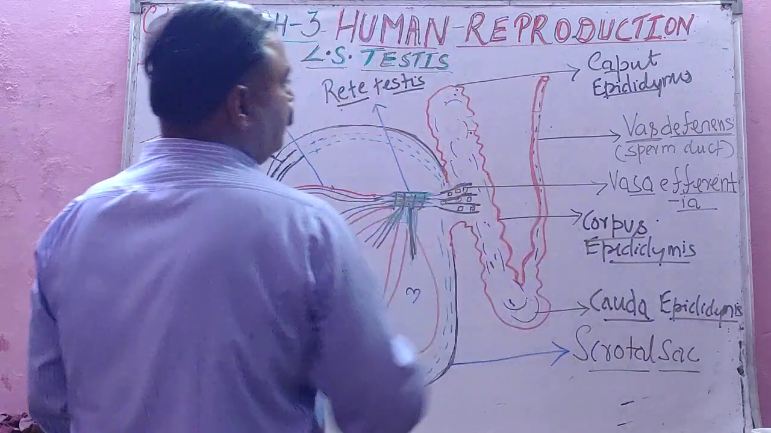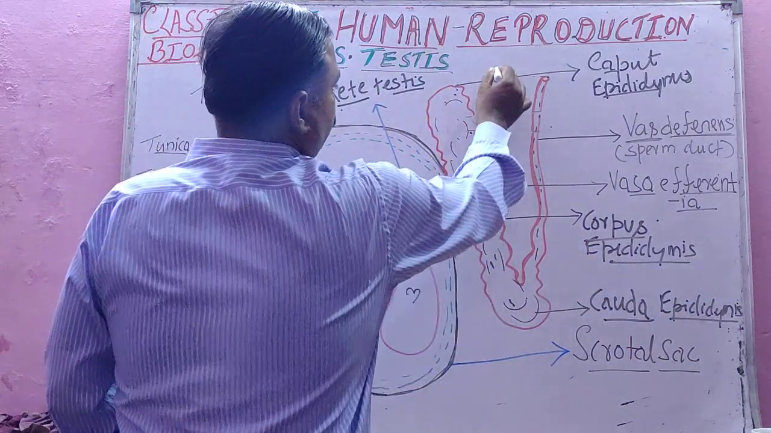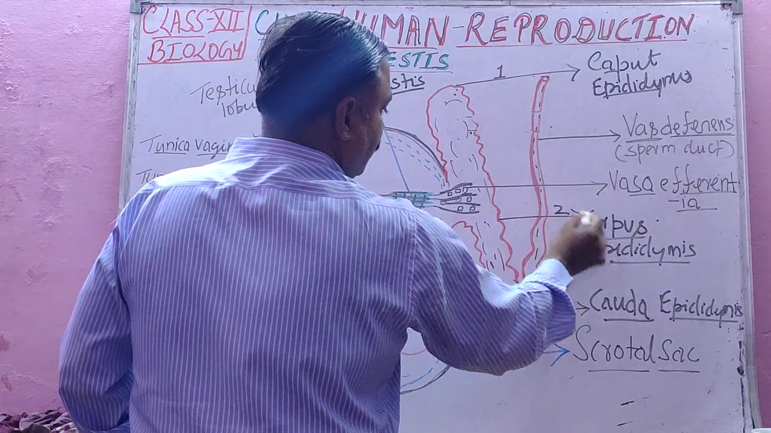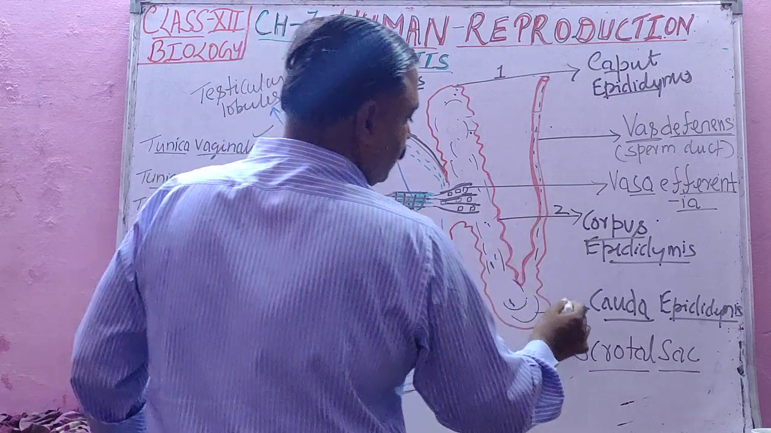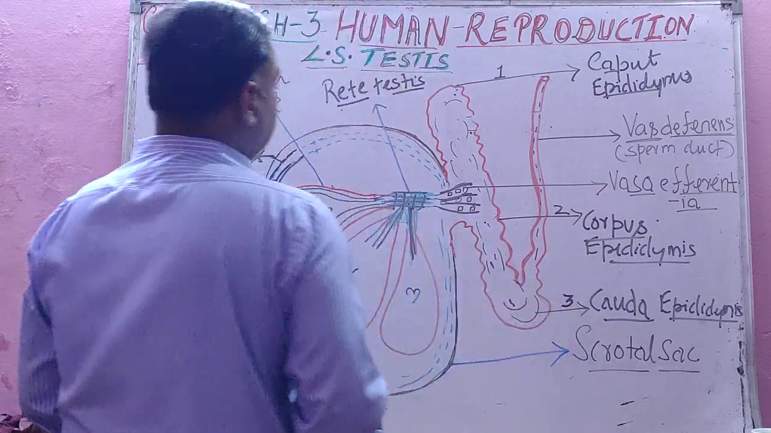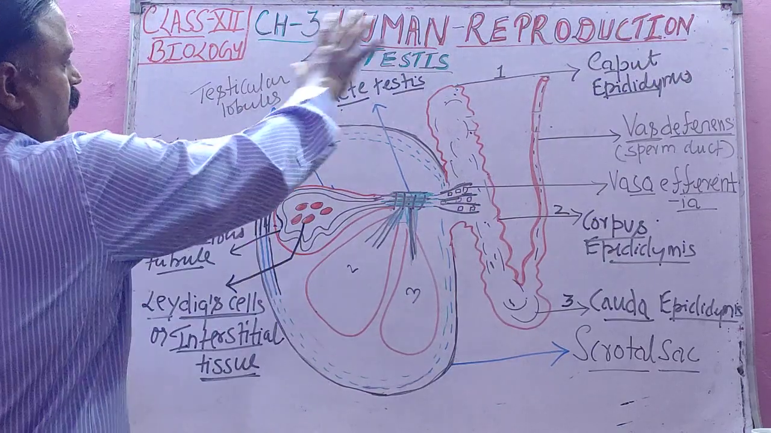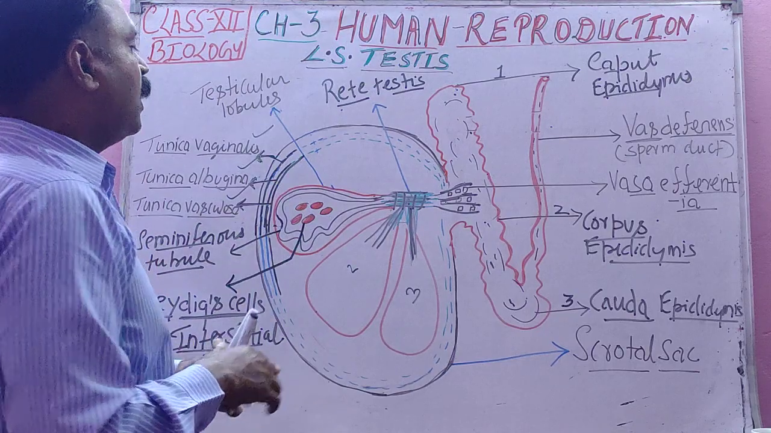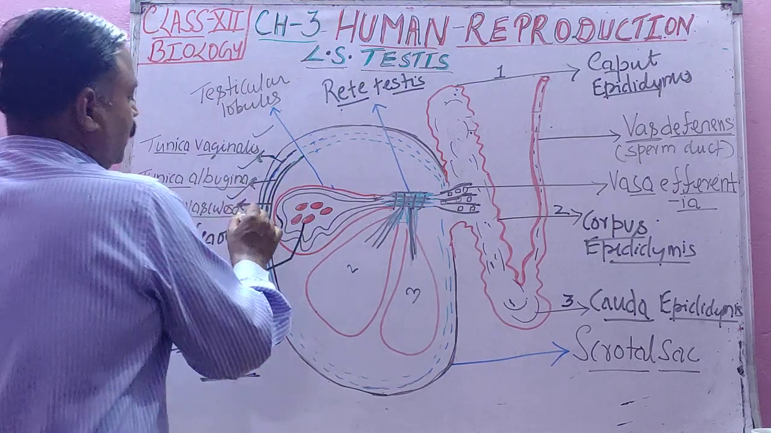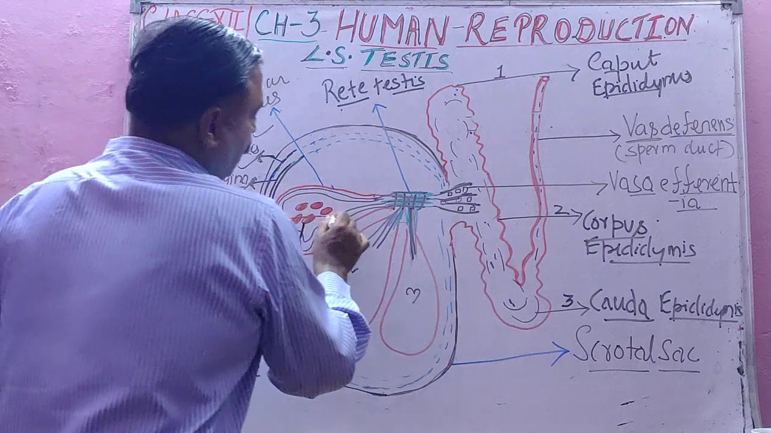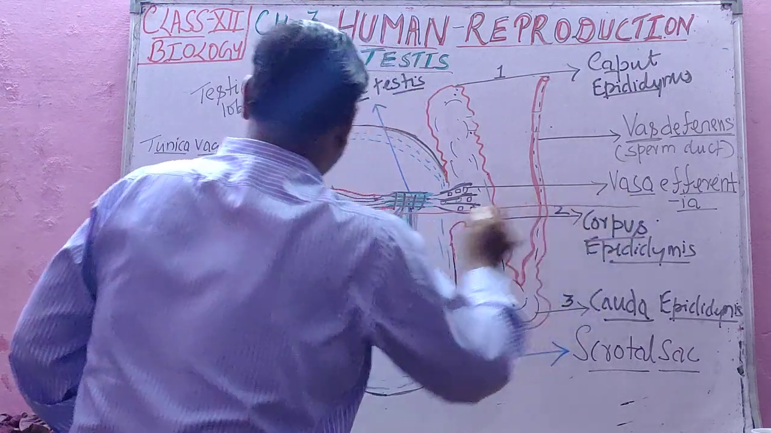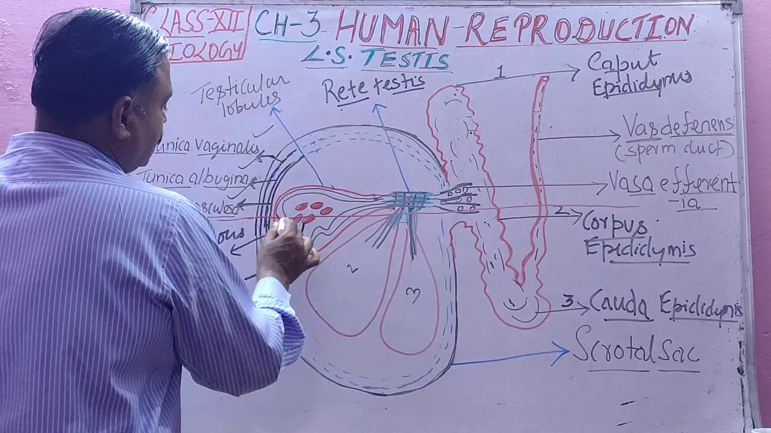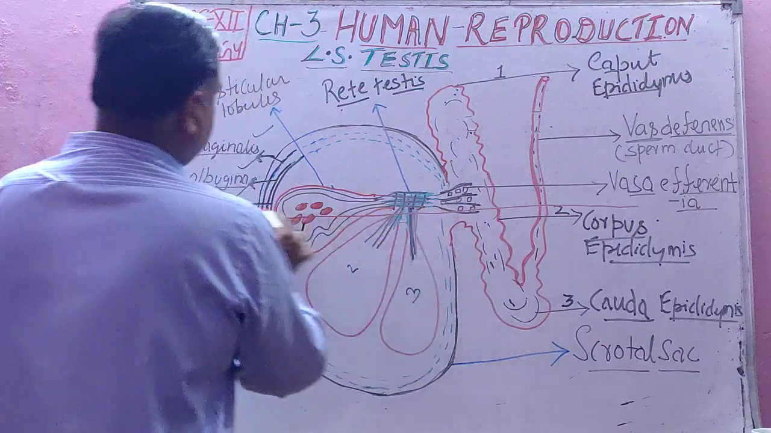So student, observe these three parts of epididymis carefully. This first part is caput epididymis. Second one is corpus epididymis, the main body, and third one is cauda epididymis. So student, this is LS of testis. Now the next part will be TS of testis. Student, remember TS means transverse section. So one section will pass from here and then we will observe the section, what will come in between. You see what will come: seminiferous tubule, Leydig cells, all this will come in the section.